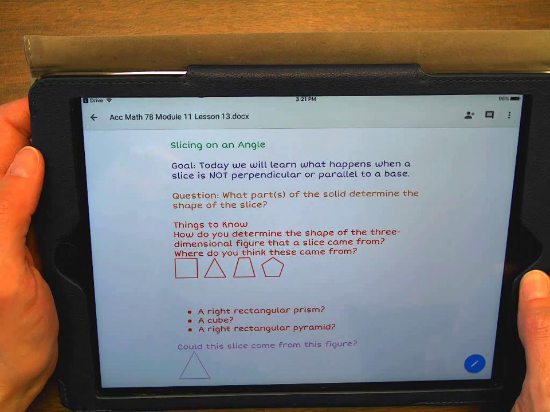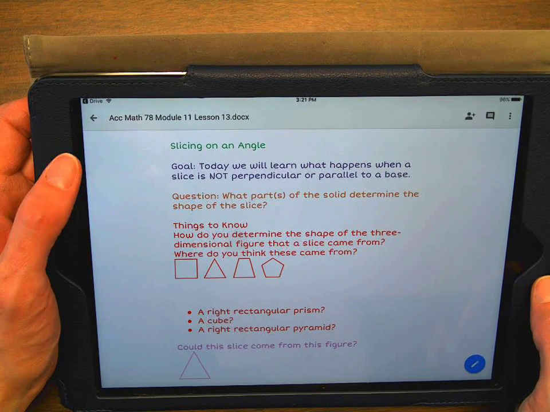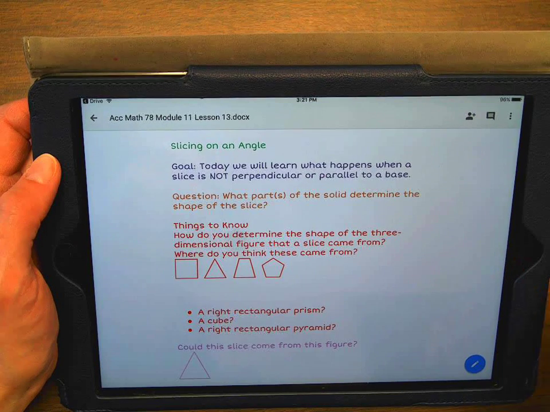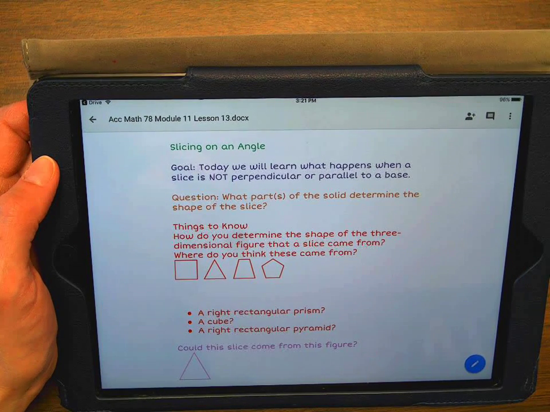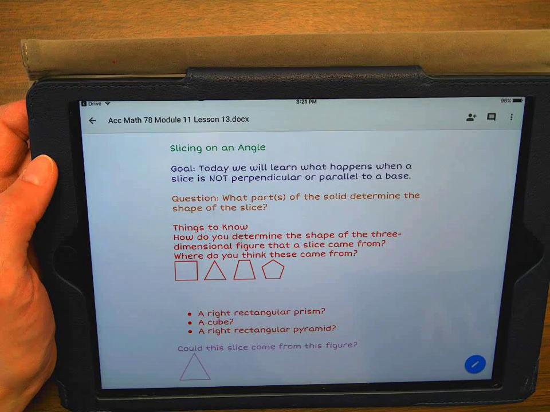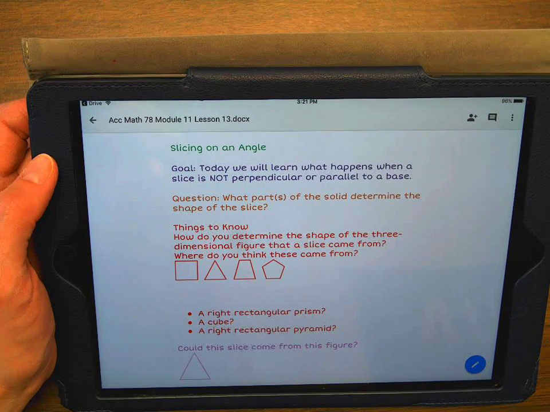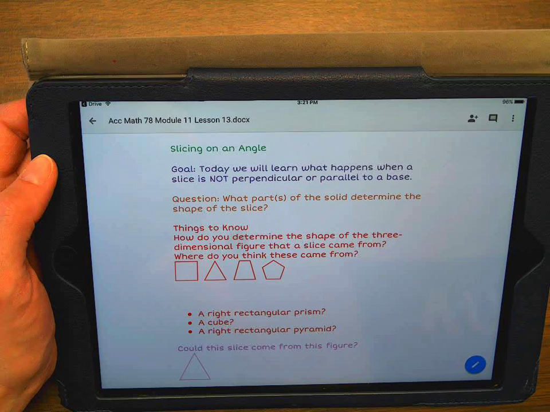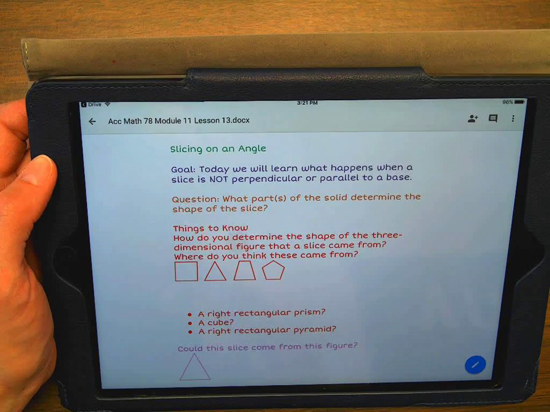So if you're trying to visualize what this means, it could be that the 3D figure that we're playing with is not going to be sliced straight down or straight across, but it's going to be sliced at an angle. The goal, today we will learn what happens when a slice is not perpendicular or parallel to the base, because we've been working a lot with perpendicularness and parallelness to bases. But today our focus is going to be what happens when the slice comes at it from a different direction or an angle. The question, what parts of the solid determine the shape of the slice? What part or parts of the solid determine the shape of a slice?